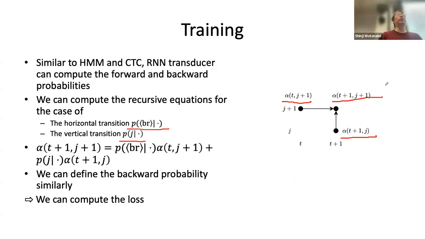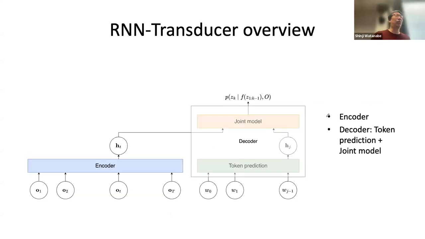And then we can compute the loss, or we can compute some kind of inference score, and then perform speech recognition with the RNN transducer. But I won't dig into the details of the RNN transducer because it is very similar to CTC, and actually a little bit simpler because of the simple transitions in the RNN transducer. Okay, so this is the overall architecture of the RNN transducer.